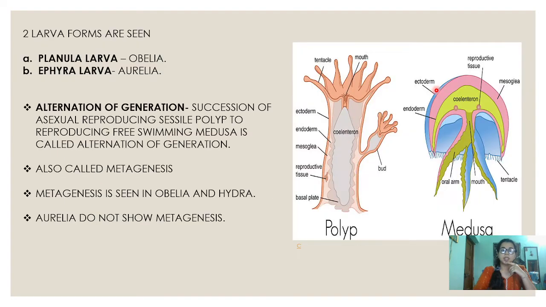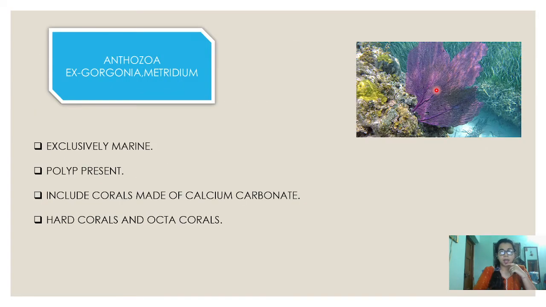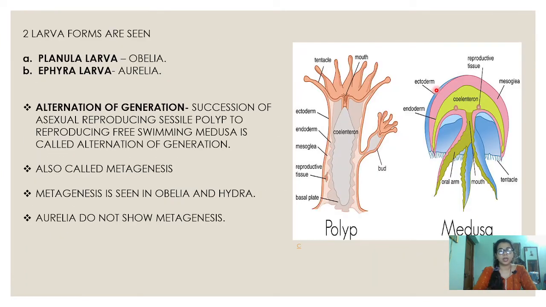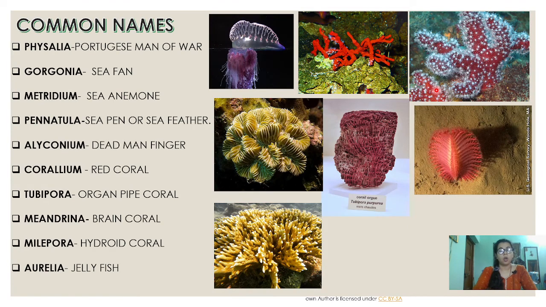So, these are certain important features as well as certain important characteristics of phylum Coelenterata and certain common names regarding the phylum Coelenterata. Hope you understood this video, and this video is completely what is asked from the exam point of view only. I have discussed the main points regarding Coelenterata. There are many other points also about Coelenterata, but these are important from the exam point of view.